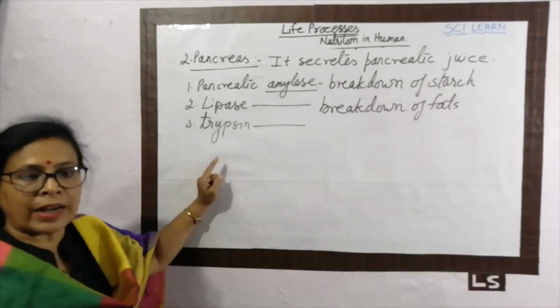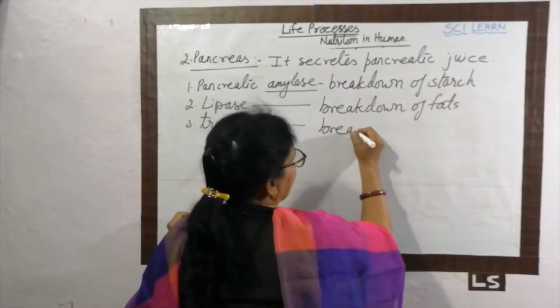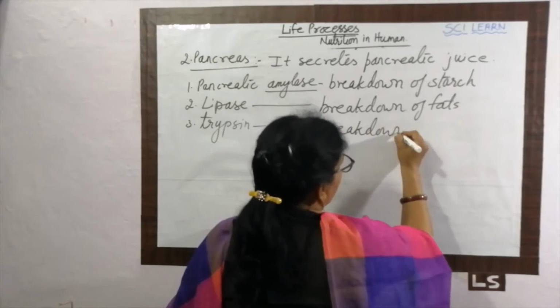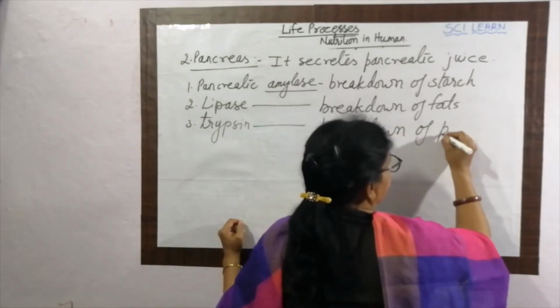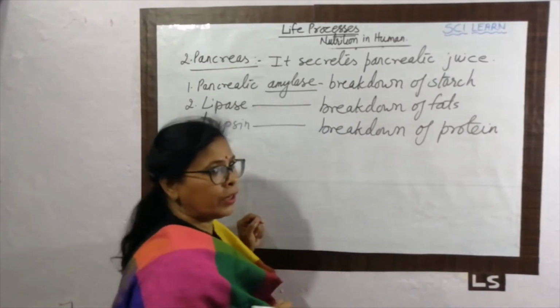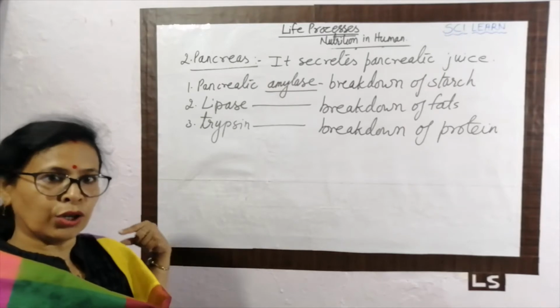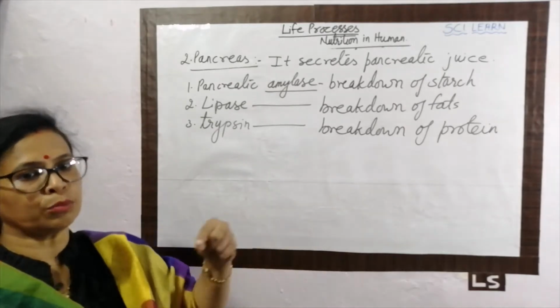Now, what is the role of trypsin? Trypsin digests protein. It breaks down proteins, the three essential food components that are present in our body. And here, the digestion of these substances is going on in the complete digestion process.